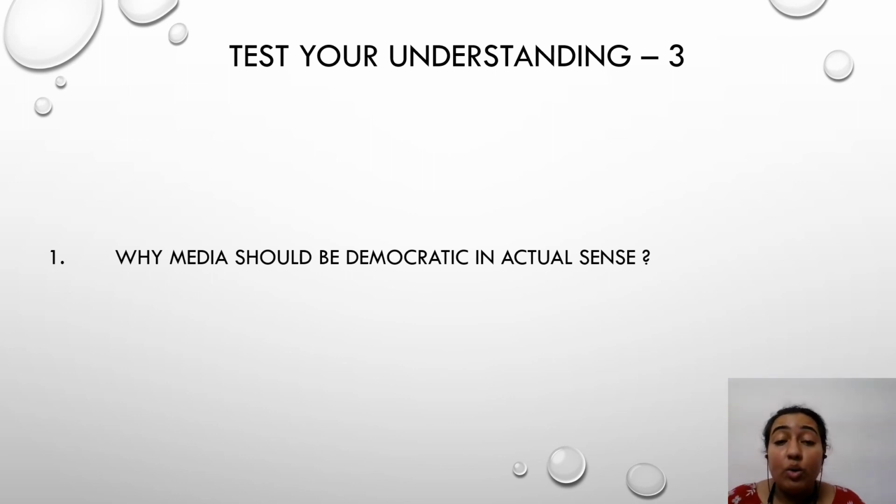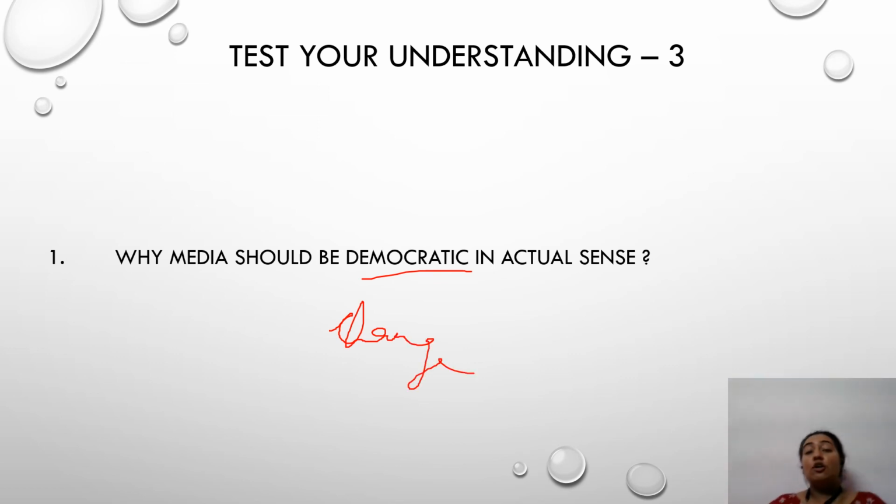Why should it be only democratic? The answer is, media should be democratic because it will show the truth, what citizens are going through, what actual issues they are facing, and then the government will think to change the rules or maybe the systems. Yes, so this is the actual answer to this question.